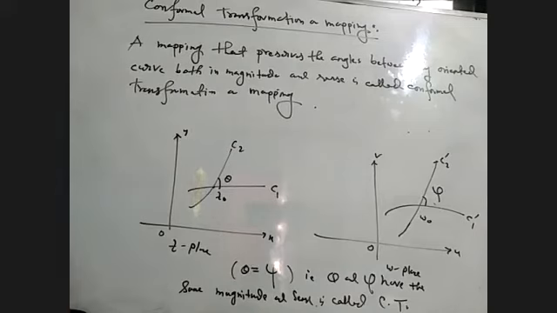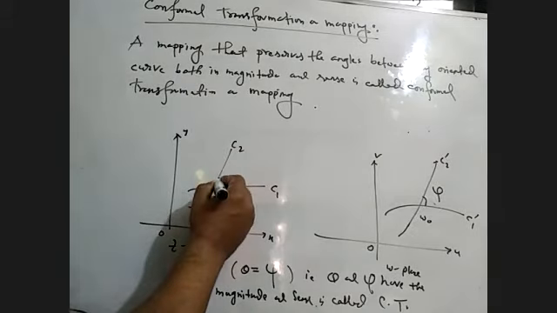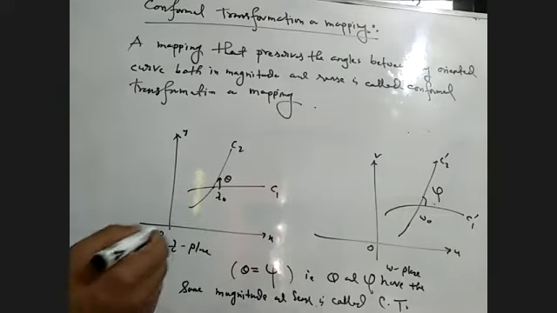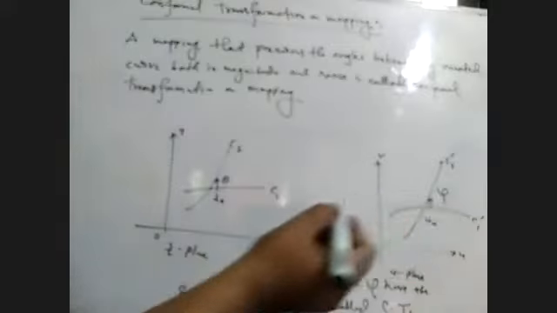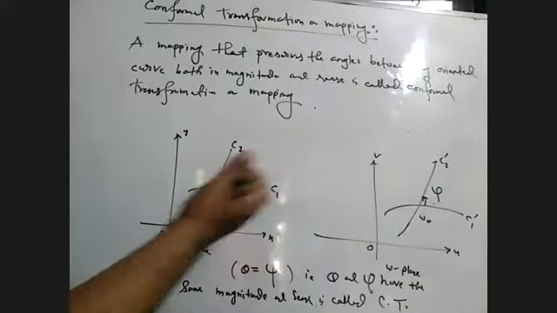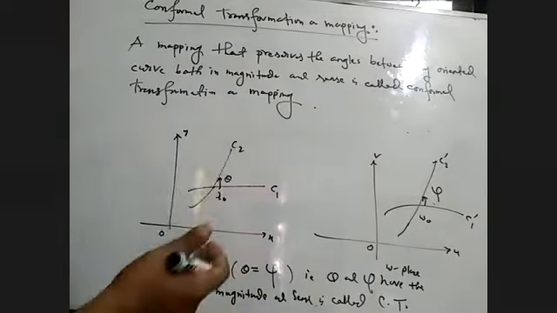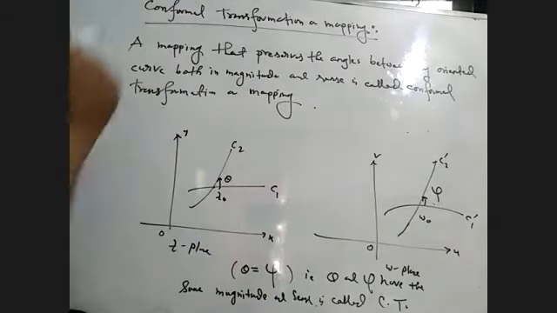Suppose this is the direction, that means the angle direction from C1 to C2, and this is also C1 dash to C2 dash. That means the direction is the same and the magnitude is the same. This is why we can say this is conformal.